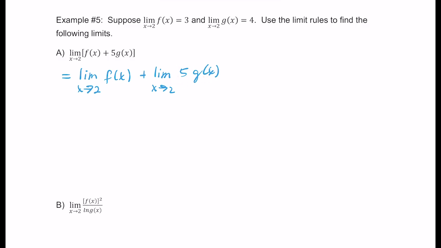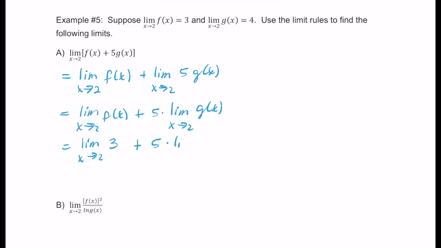So the constant times a function rule allows me to pull that 5 in the front there. So I would have the limit as x approaches 2 of f of x plus 5 times the limit as x approaches 2 of g of x. And I know from my given information, the limit as x approaches 2 of f of x is 3. So this is just going to be the limit as x approaches 2 of 3 plus 5 times the limit as x approaches 2 of 4, since that's what g of x is.